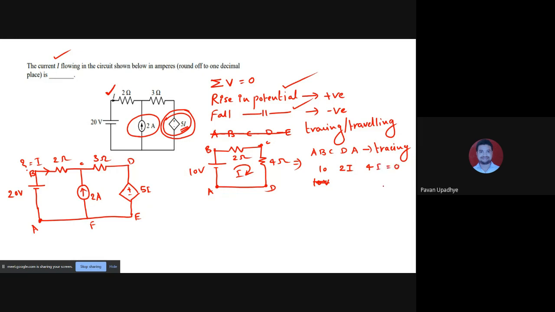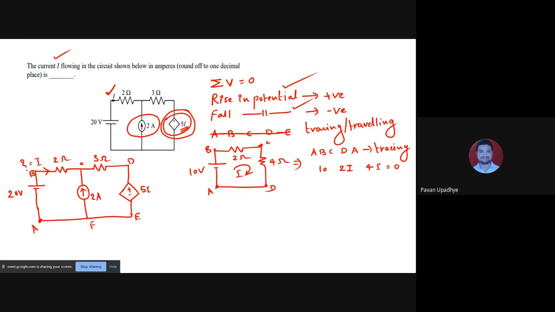Now the only thing remaining is whether we should write plus 10 or minus 10, whether we should write plus 2I or minus 2I, whether we should write plus 4I or minus 4I. This has to be concluded. The conclusion is based on the rising potential or falling potential concept.